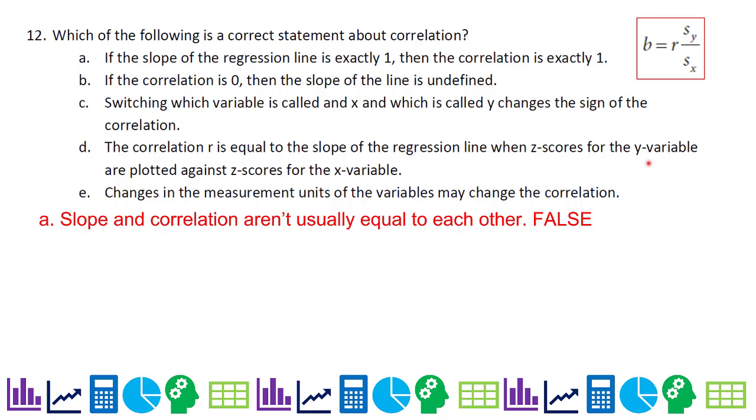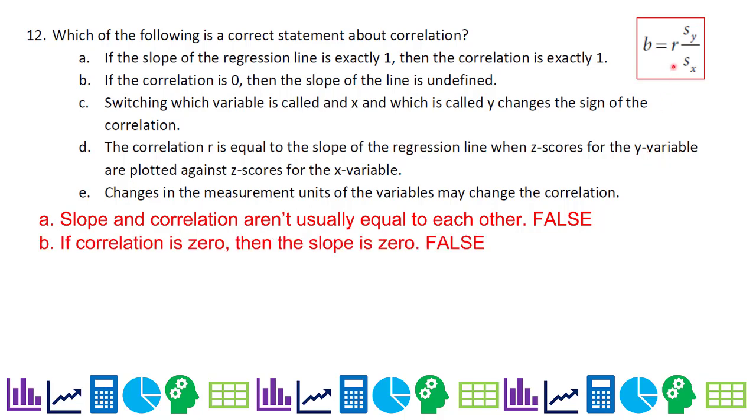Besides, correlation has an upper limit of 1. Slope could be 1,000 for all we know, right? And our lower limit for correlation is -1. Slope could be -50. So correlation is limited to be between -1 and 1. Slope is not. Okay. Then the next one says, if the correlation is 0, then the slope of the line is undefined. No, actually it's just 0, because if you put 0 in here, you get b equals 0.